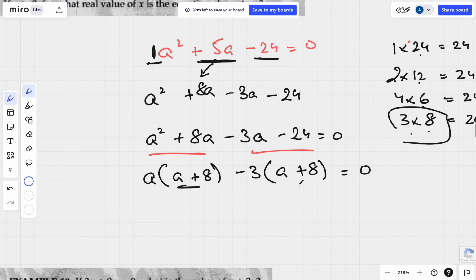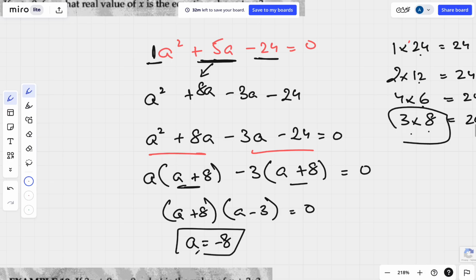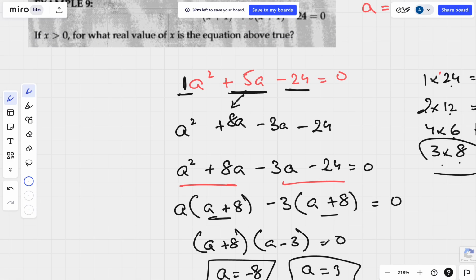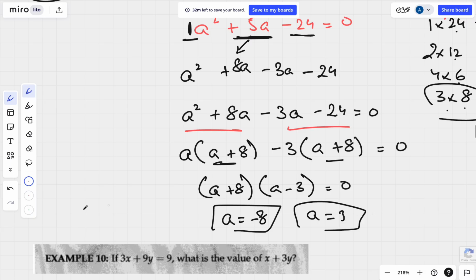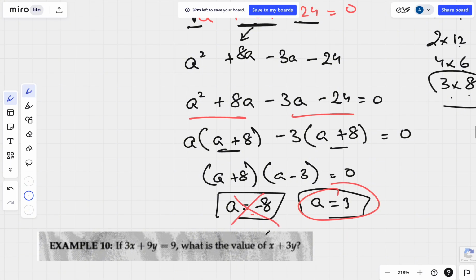Now I have these two that are common. I can write that once. I have a plus 8, and then whatever is left outside in the second bracket, a minus 3 comes in. Make the first equal to 0, so a is equal to negative 8. Make the second equal to 0, and a is equal to 3. So negative 8 and 3. It says x is greater than 0, which means it has to be 3. So we'll take 3 as our solution, not negative 8.